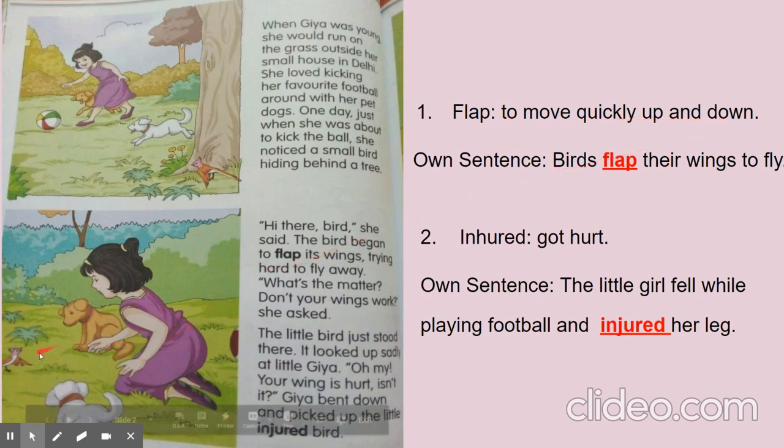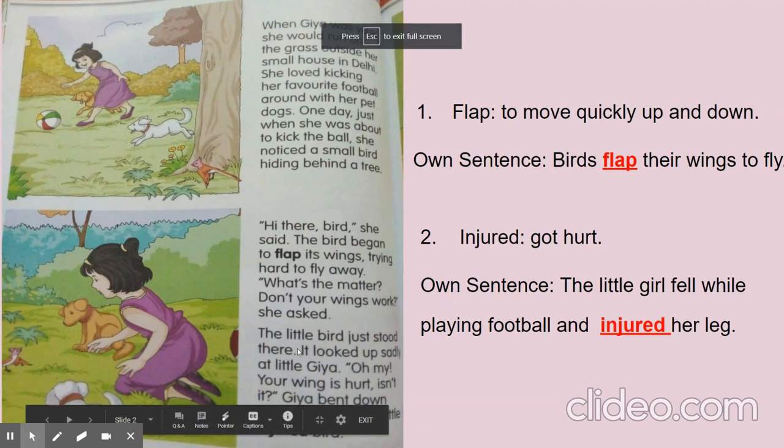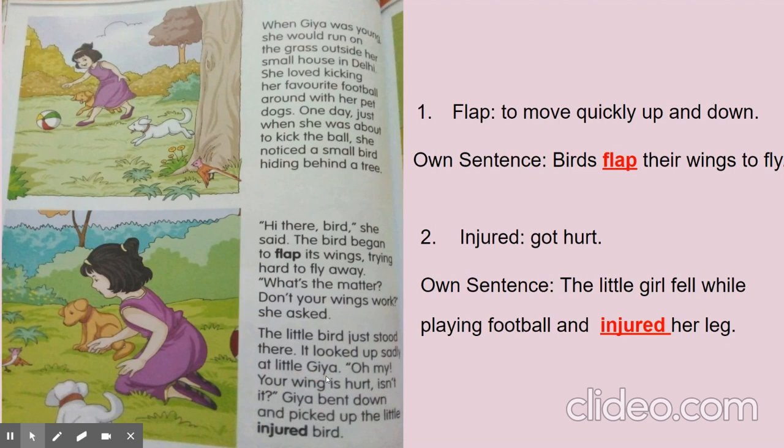So when they came near, the bird was flapping its wings and trying hard to fly away from them. "What's the matter? Don't your wings work?" she asked. So when the bird was trying to flap, Giya said, what's the matter? Are your wings not working? The little bird just stood there. It looked up sadly at little Giya. "Oh my, your wing is hurt, isn't it?"